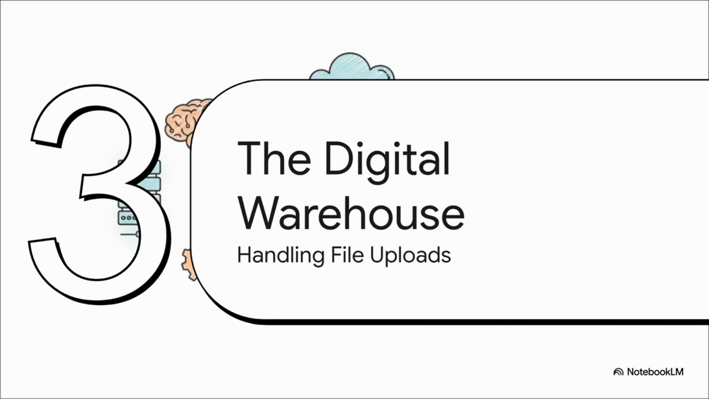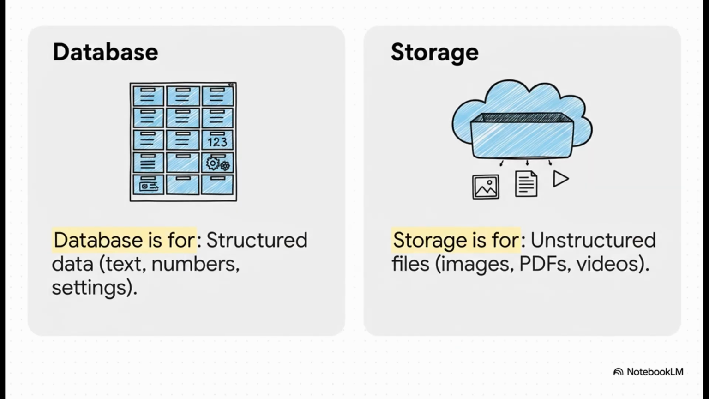Okay, so our app's memory is fantastic for text and numbers. But what about the bigger stuff? Images, PDFs, maybe even videos. For that, we need more than just a filing cabinet. We need a secure digital warehouse. And this is a super important concept to get.